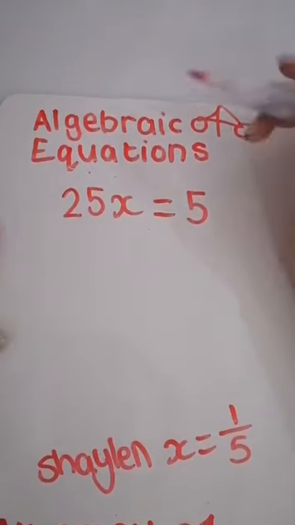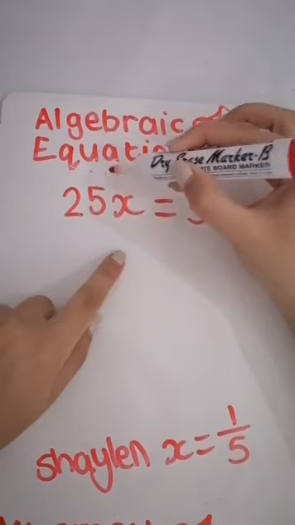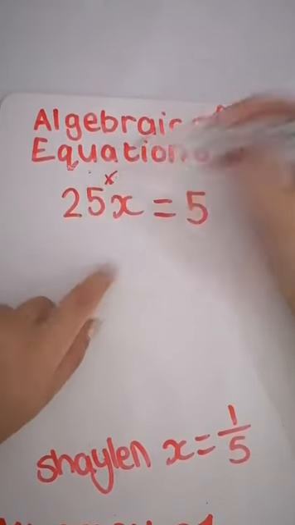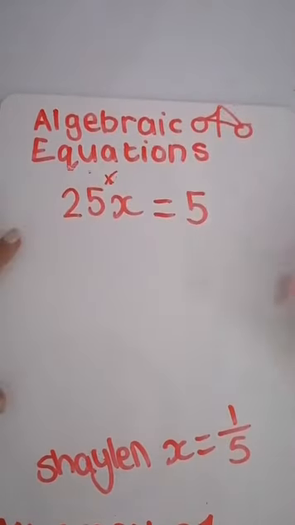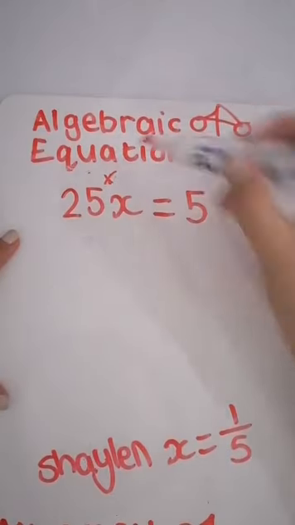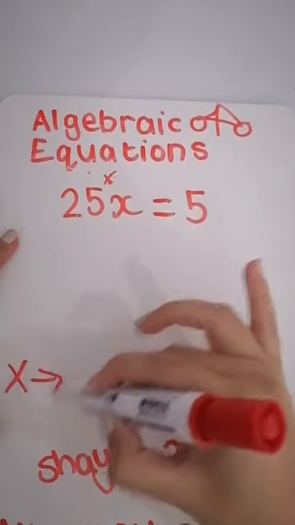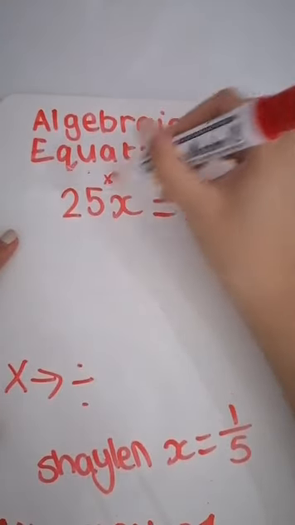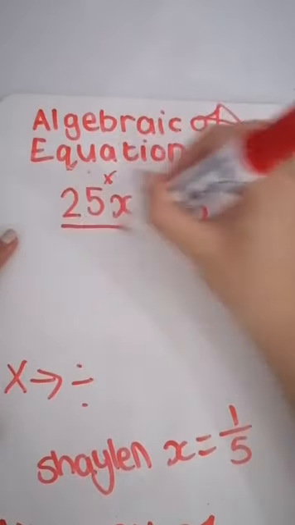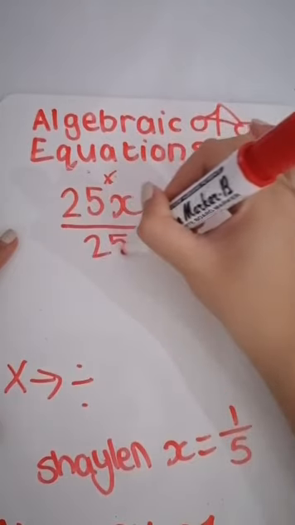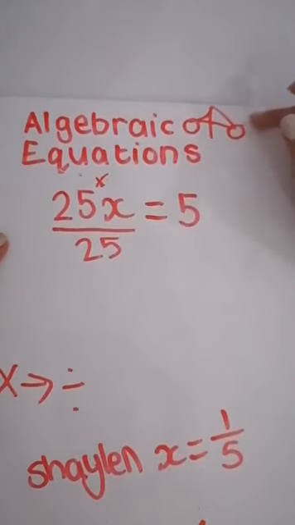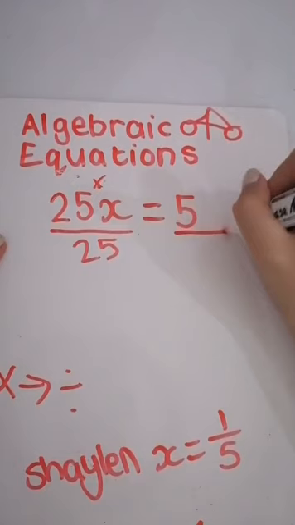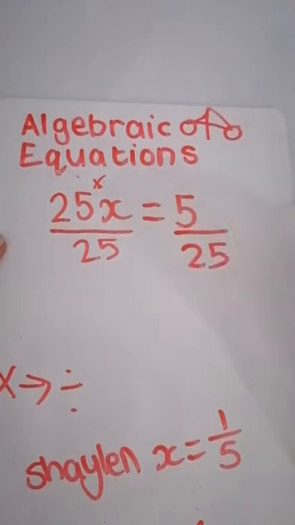So let's see. Between the 25 and the x is an invisible multiplication. Remember that? And in order to get rid of a multiplication, you do the opposite operation, which is division. So to get rid of this times by 25, I will divide this side by 25. But as per our scale, to keep it in balance, I also need to divide this side by 25. Okay, so now we've done it fairly on both sides.